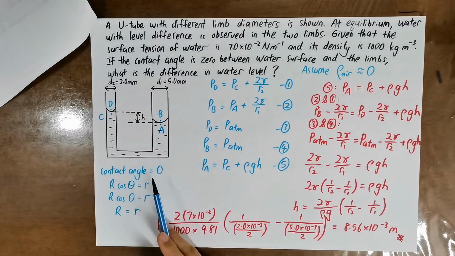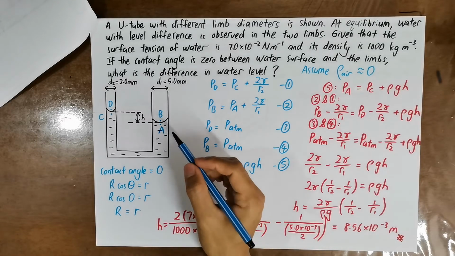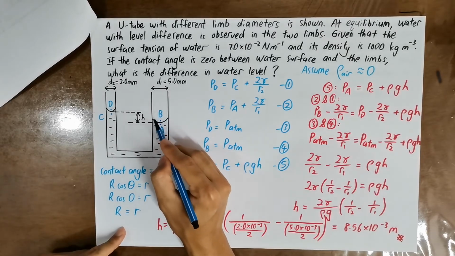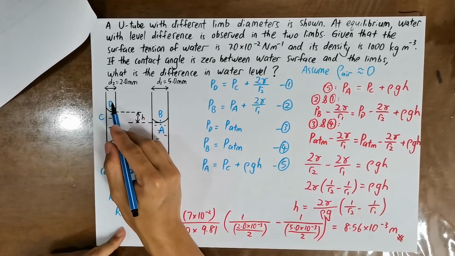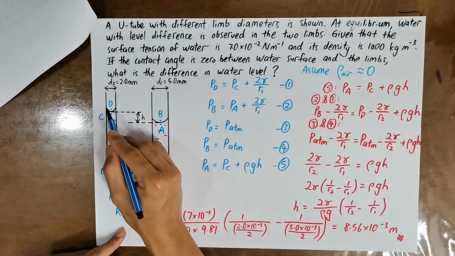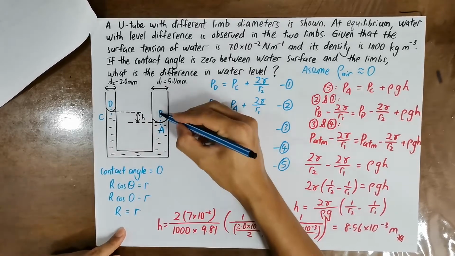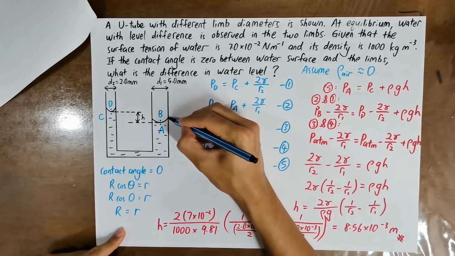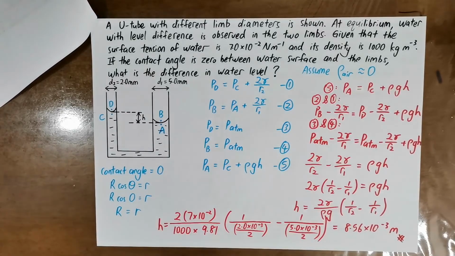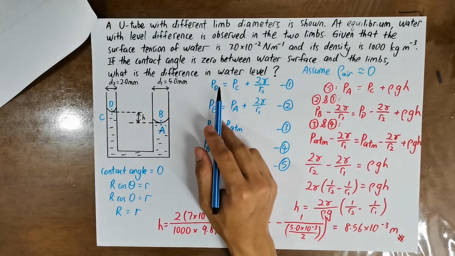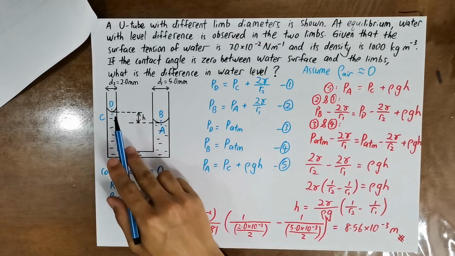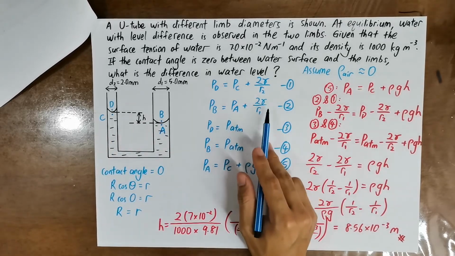So contact angle equals 0. R cos theta equals R. So you say that the R is exactly the R here, okay. So you know that the circle is exactly just nicely within the tube, okay, like this. Like I said, you draw a circle here and then you draw a circle here, and then the pressure inside the circle is greater than the pressure outside the circle by a certain amount.